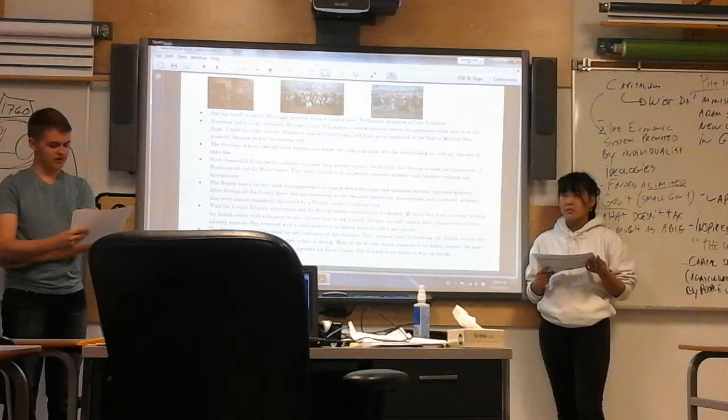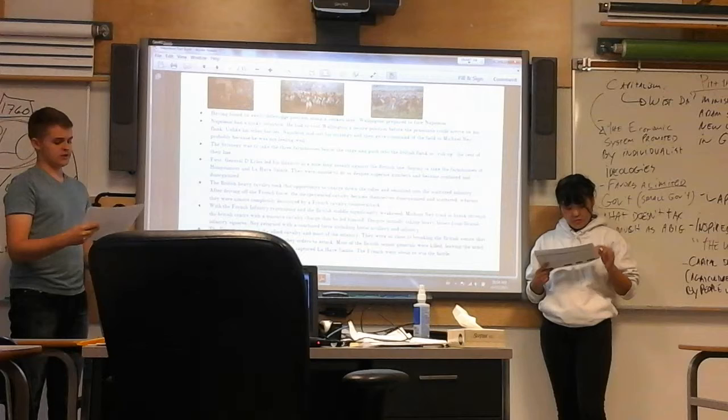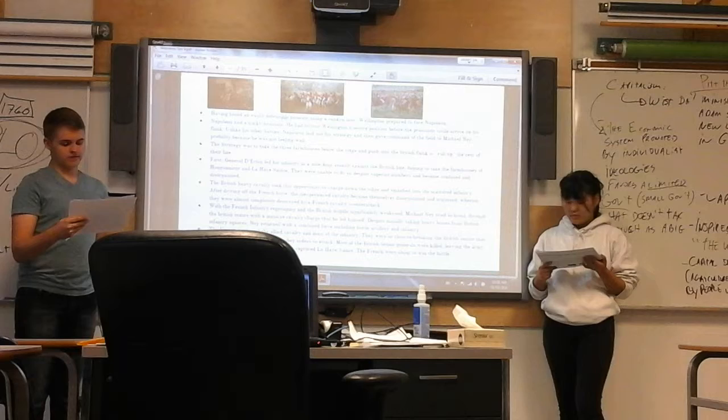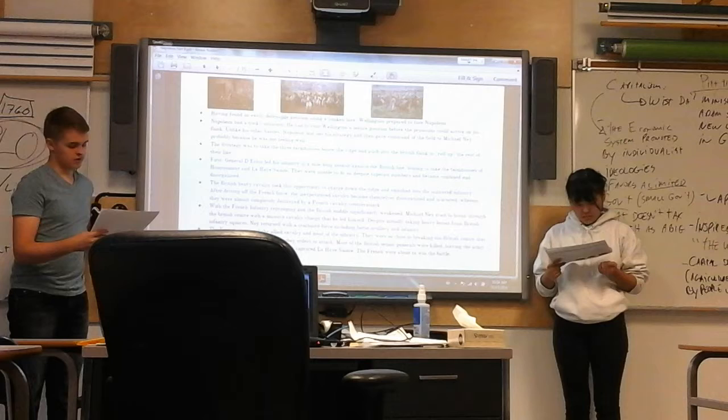The strategy was essentially to try and take the three farmhouses below the ridge and push into the British flank to roll up the rest of the line. First, General d'Erlon led his infantry in a mile-long assault along the British line, hoping to take the farmhouses of Hougoumont and La Haye-Sainte. They were unable to do so despite superior numbers and became confused and disorganized.